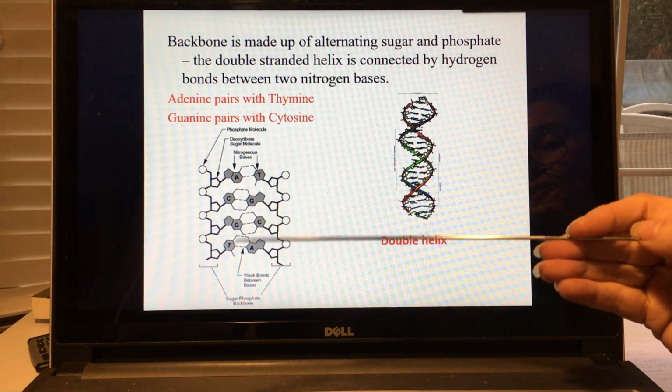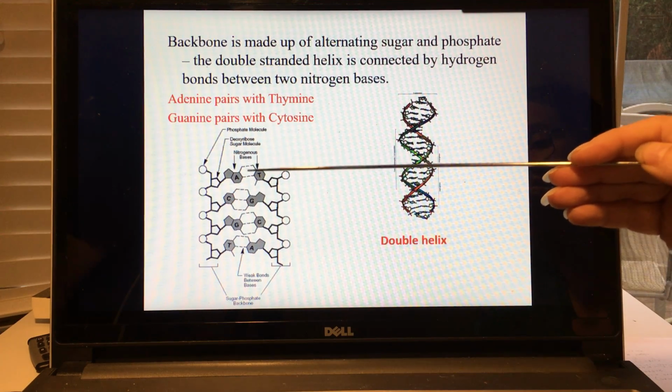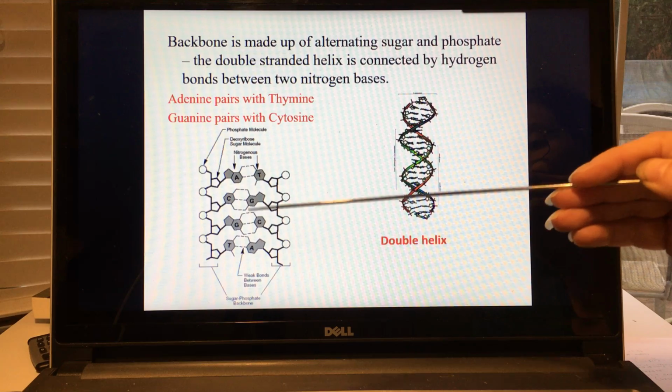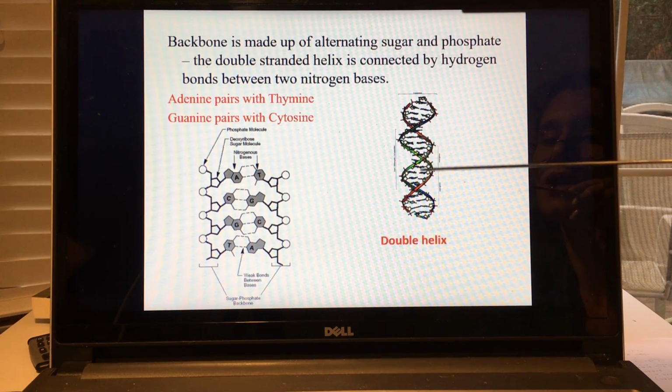Now, this, of course, is flattened out. It looks kind of like a ladder, and the sides of the ladder here, and these would be the rungs of the ladder, the part where your feet would go. But in reality, it's twisted in shape, in a 3-dimensional shape called a double helix.